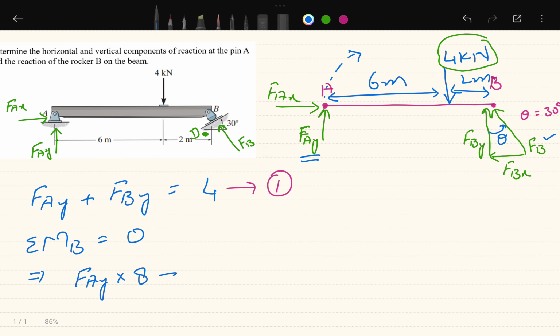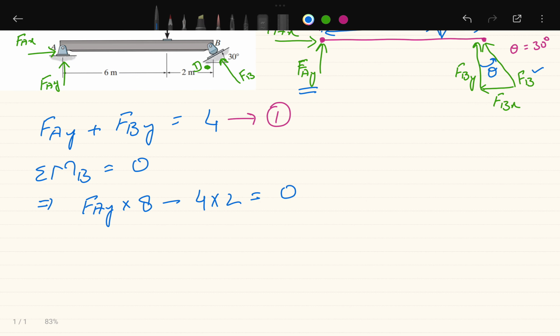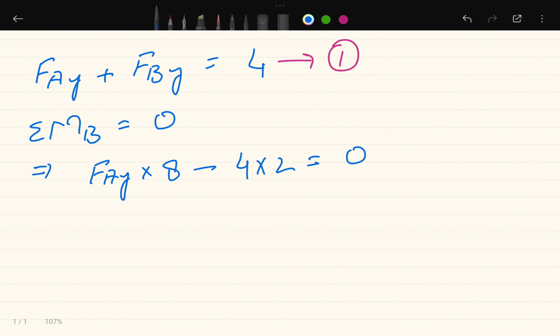So I will take it as negative 4 times 2 meter, and it will be equal to 0. In this equation we have only one unknown, so we can simply find FAY. If I calculate it, 4 times 2 is 8, it goes on the other side, then it gets divided by 8, so you are left with 1 kilonewton.